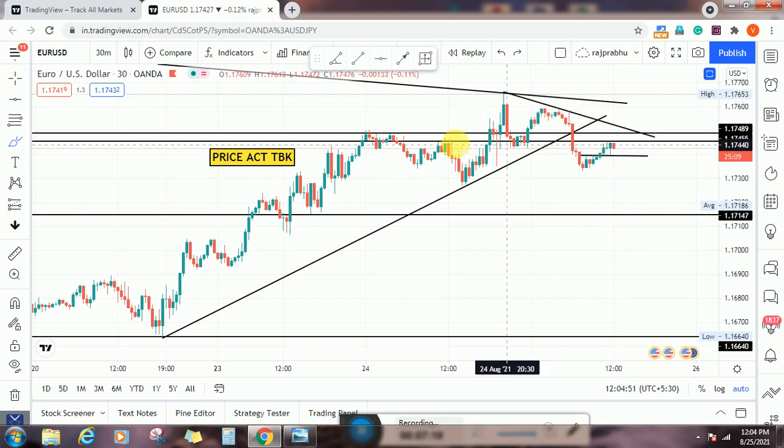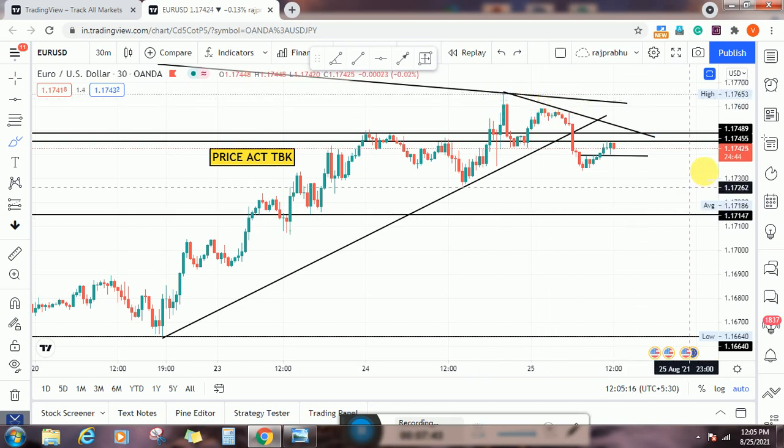And then see, this is a resistance. Okay, and then see here, this is an overall resistance. See, this level also looks like almost a double top, or otherwise, whenever the market forms a new high, it is considered as a resistance. Okay, very simple. New high is considered as a resistance.